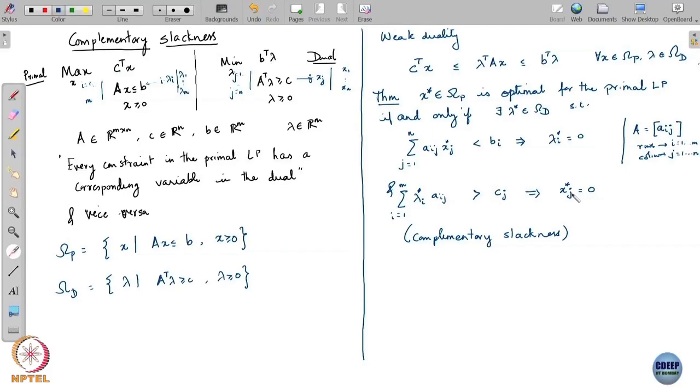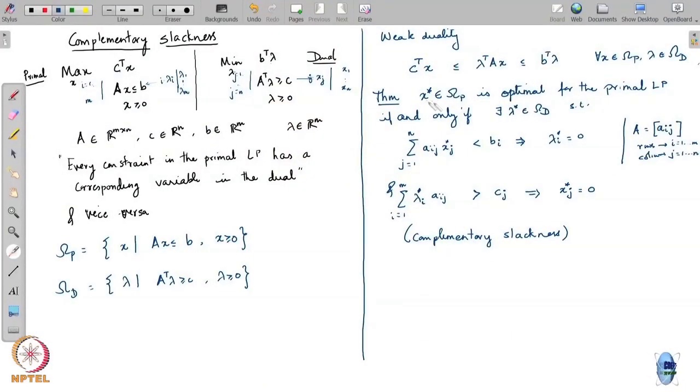Yes. So it will turn out that, moreover, lambda star is, so that's a good point. This statement only says that x star is optimal for the primal LP if and only if there exists a lambda star like this. It will turn out that lambda star itself is actually optimal for the dual LP. Okay. So in fact x star and lambda star end up being optimal for their respective problems through these conditions.